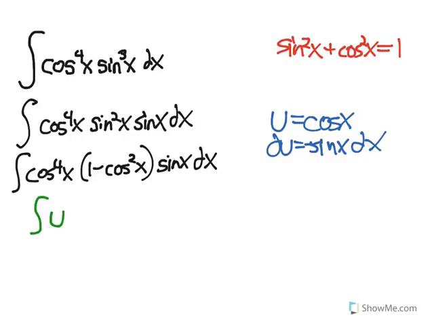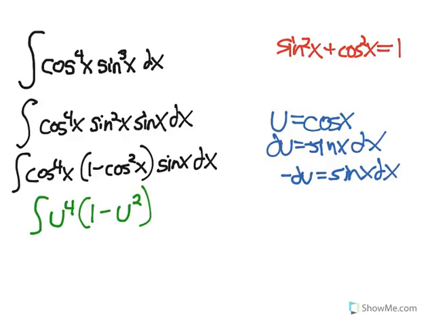Cos 4x becomes u to the 4 times 1 minus u squared, because cos x is u. Then we've got sine x dx here, but du is equal to negative sine x dx. So I'm going to say negative du is equal to sine x dx. So I'm now going to just replace this with negative du.